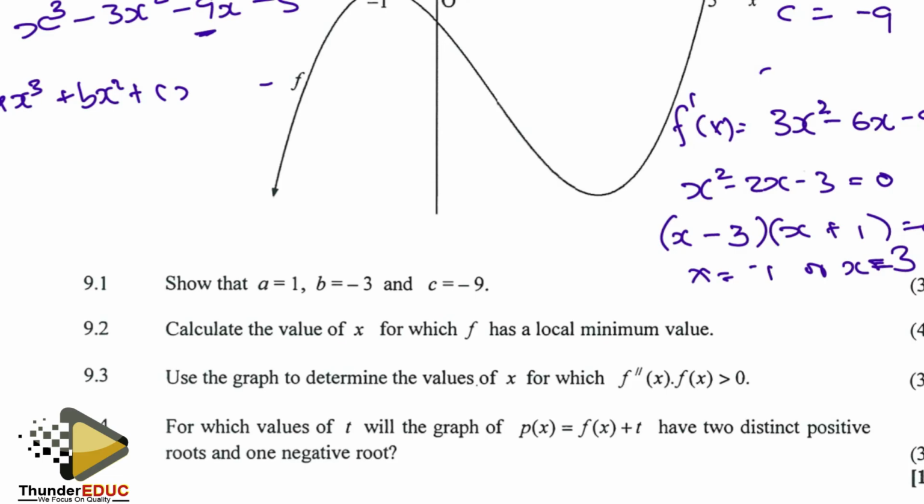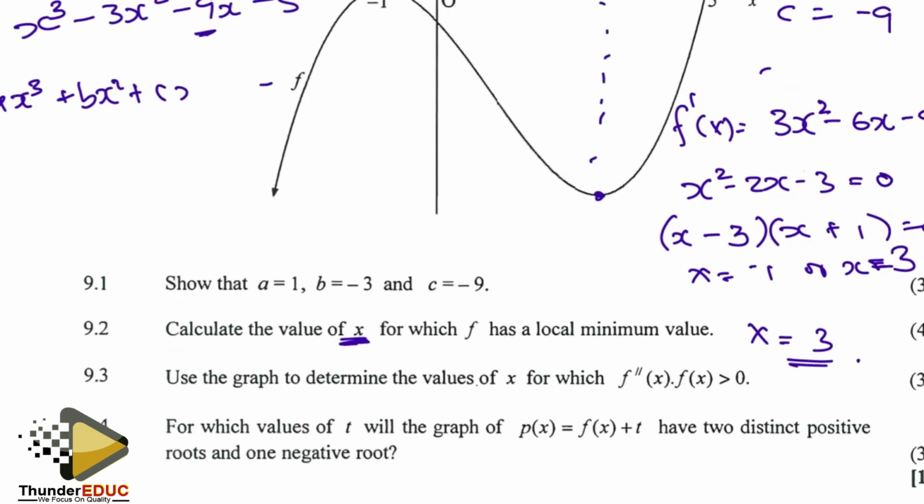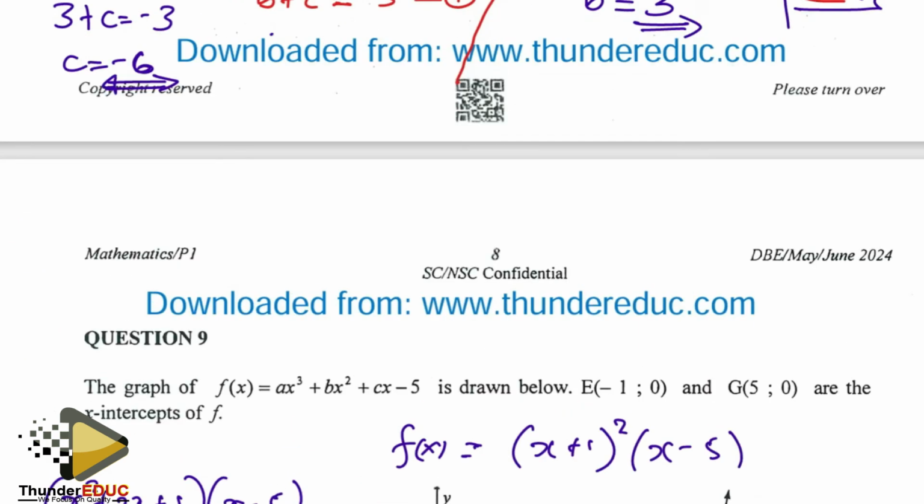What do they want? The value of x for which it has a local minimum. So which means x has to be 3 at this point. Okay, the minus 1 is already at point E. Okay, then use your graph to determine the values of x for which the second derivative, concavity, times the function itself will be greater than 0.